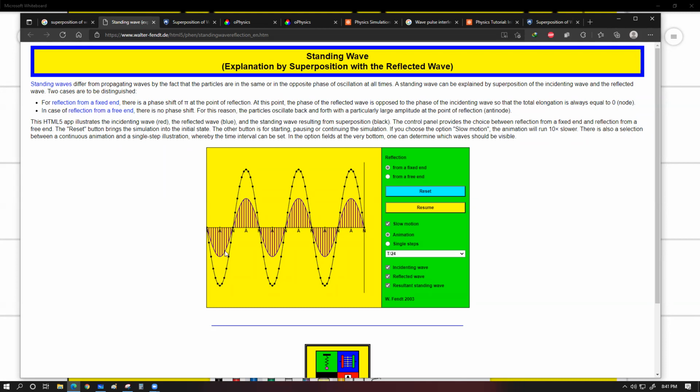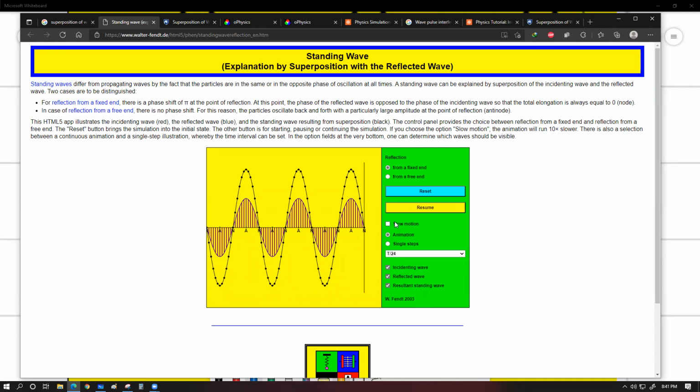For all the other points, the individual waves are not at maximum displacement, so the amplitude of those other points are also not maximum. Only at certain specific points we are having maximum displacements. Those points are defined as the antinodes, and for all the other points we have not the maximum amplitude, we have different values of amplitude.